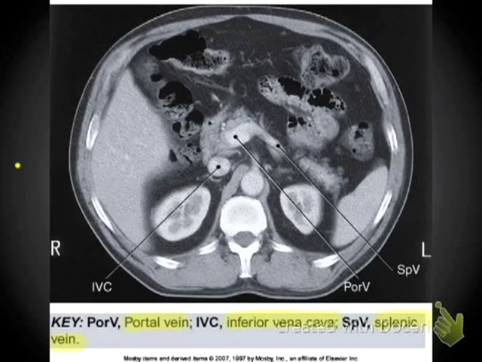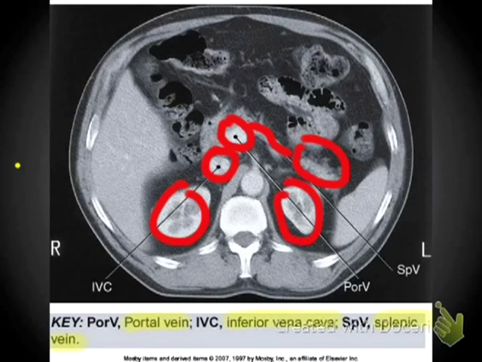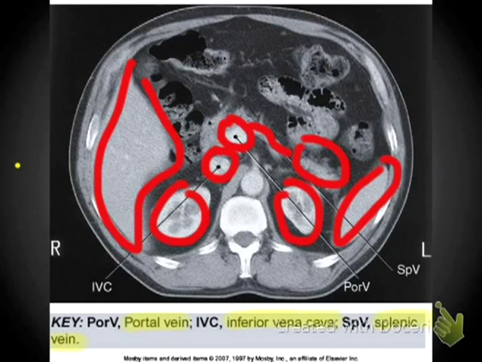Okay, on this image we have the inferior vena cava here. The portal vein here. And the splenic vein coming off to the left to return blood from the spleen. We also have what looks to be the tail of the pancreas here. Right and left kidneys, liver, and the spleen. We also have what looks to be the transverse colon here. Also, we have the aorta.